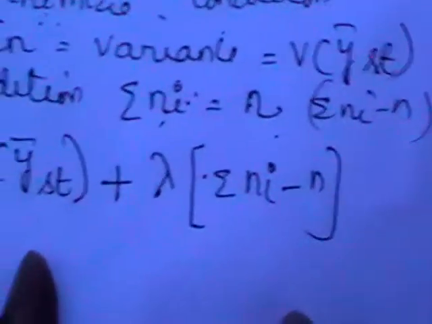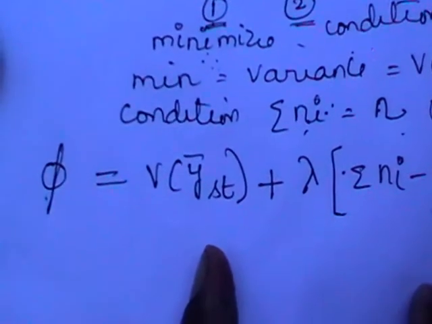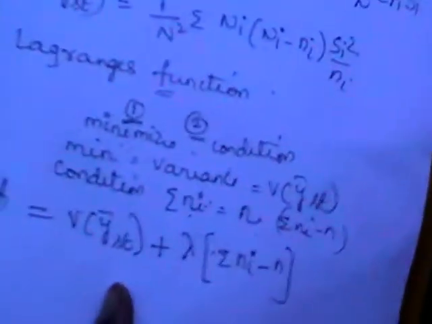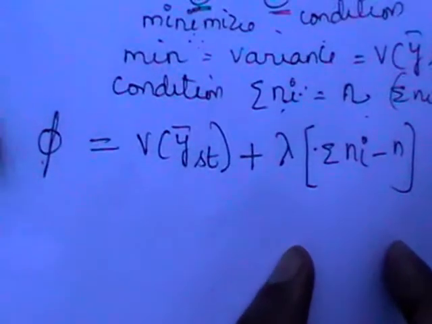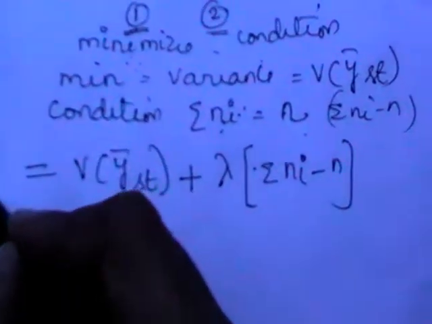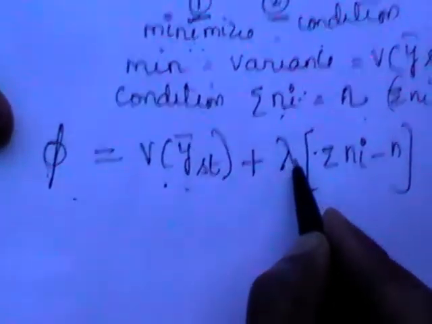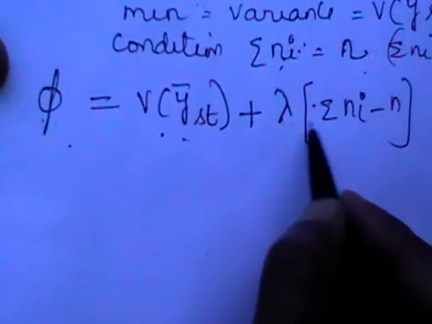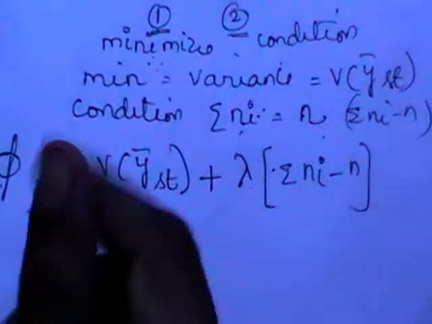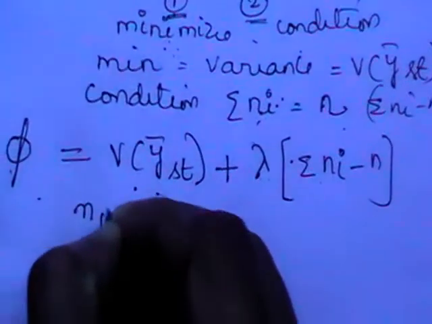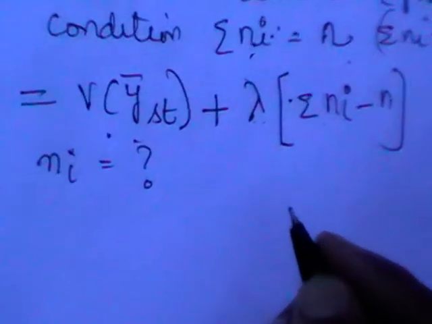So to frame the Lagrange's function, you should identify what you are going to minimize and what condition you are going to use. Here we are always going to minimize the variance, and the condition is sigma ni equal to n. This is the way of formulating phi. Phi is equal to variance of y bar st plus lambda, the Lagrange's multiplier or constant, into sigma ni minus n. Our aim is to formulate the Neyman formula. For that, you should find the expression for ni.